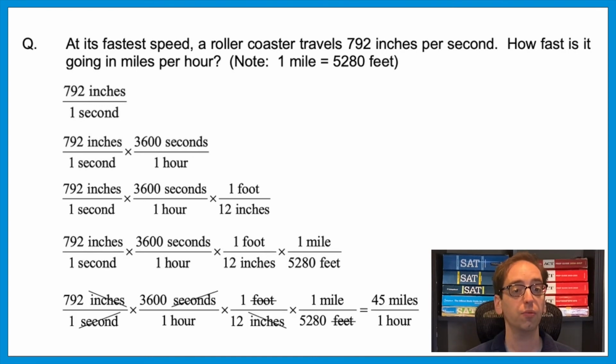The inches in the numerator of the first fraction will cancel with the inches in the denominator of the third fraction. Likewise, the seconds in the denominator of the first fraction will cancel with the seconds in the numerator of the second fraction. And then same thing with the foot and the feet in the third and fourth fractions. Then just multiplying the numbers, you would get 45 over 1, 45 miles over 1 hour. And with all of those units canceling, we are left with miles per hour.